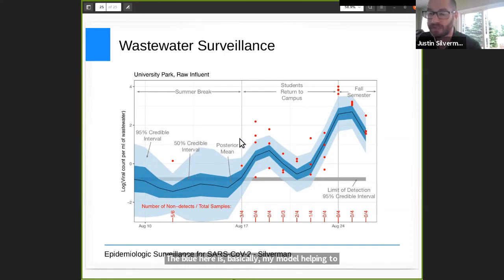Students return to campus on August 17th. We see a small bump. Some students are coming back. A lot of students live off campus. First day of classes, you get another bump. People returning for the first day of classes, going out of campus.